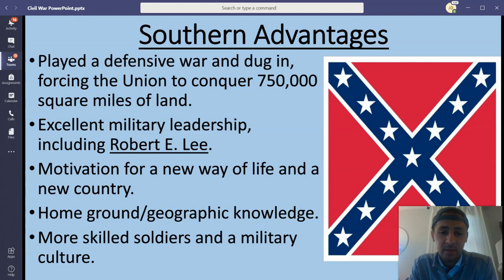The South had the home ground. They knew where they were going pretty much. It's a home court advantage right there. And then they had more of a skilled military culture, whereas the North is going to have to really train a lot of their troops. The South is as well, but advantage goes to the South here.